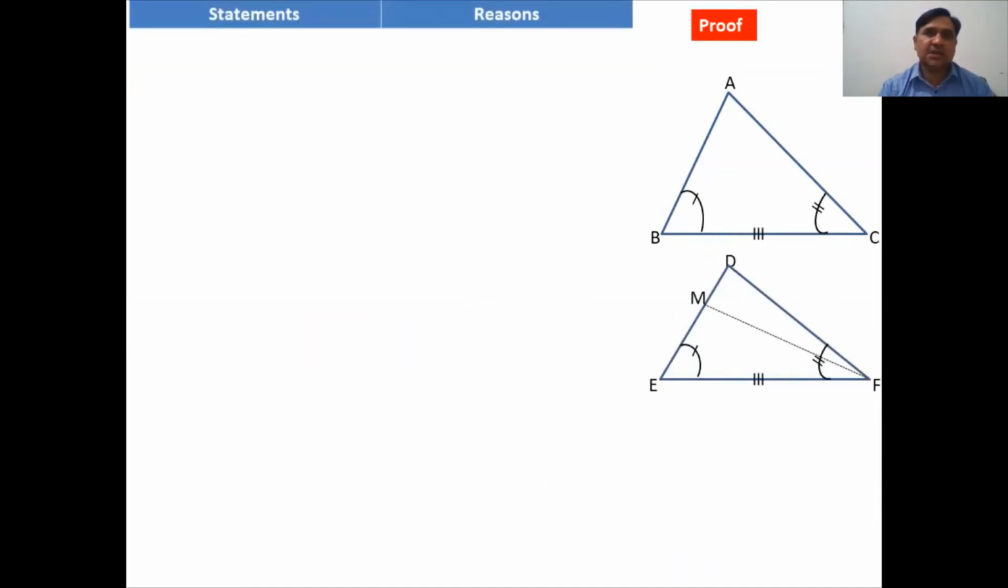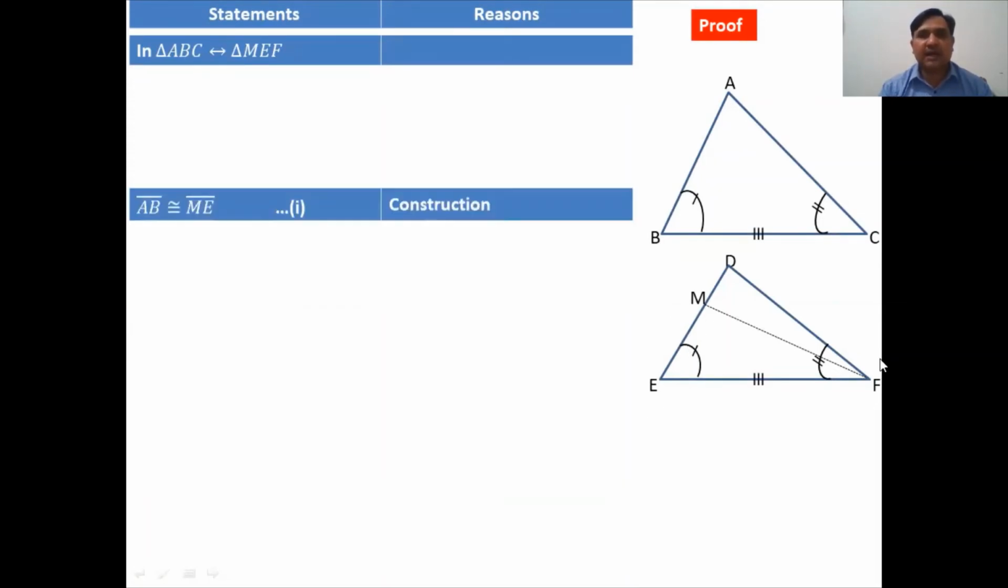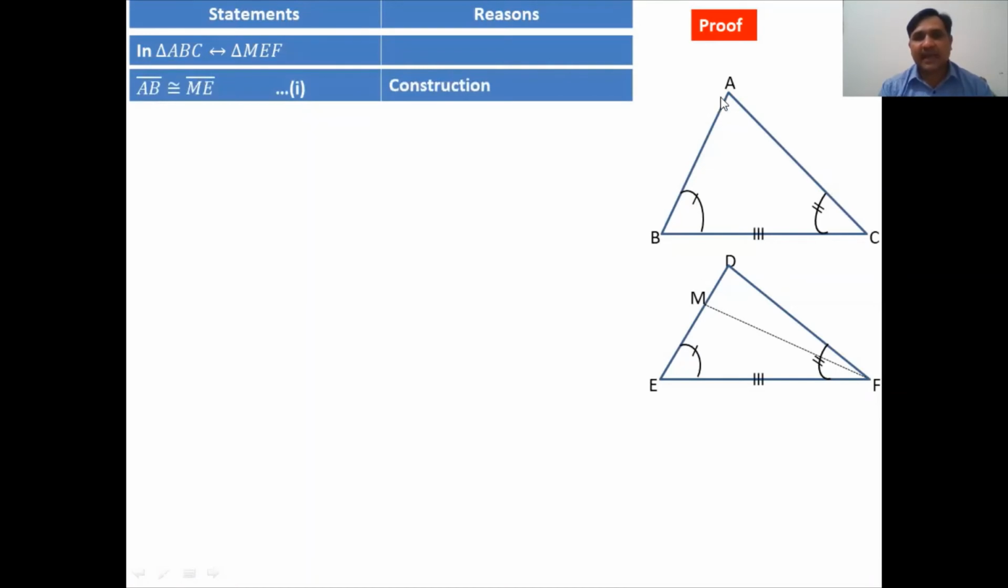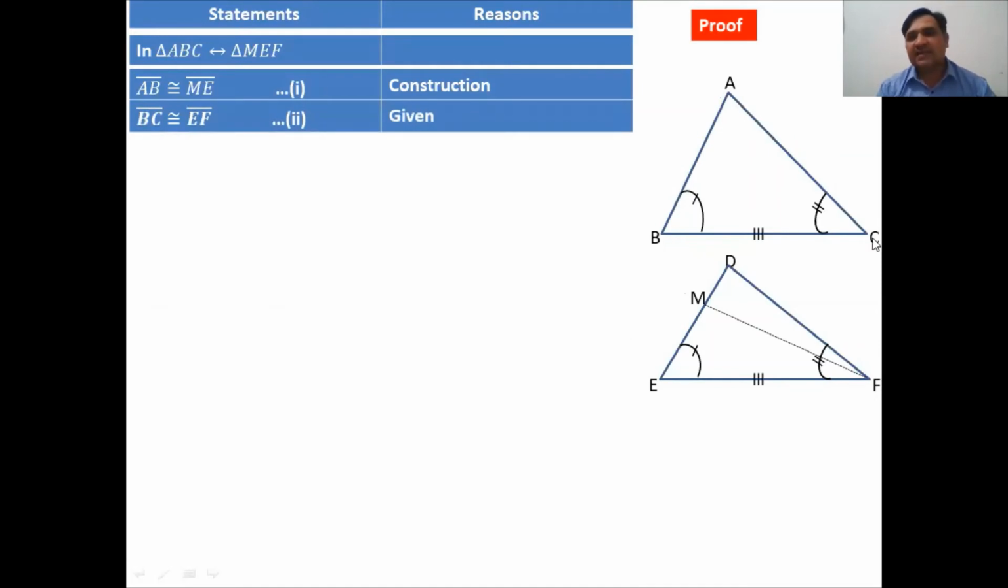So we need statements, reasons. In correspondence between, first we have to take the correspondence between triangle ABC and triangle MEF. In these triangles, you know that this side AB is congruent with ME. This is our construction. We have supposed that this side AB is equal to ME. So this is our construction. It is given that this side BC is congruent with side EF.